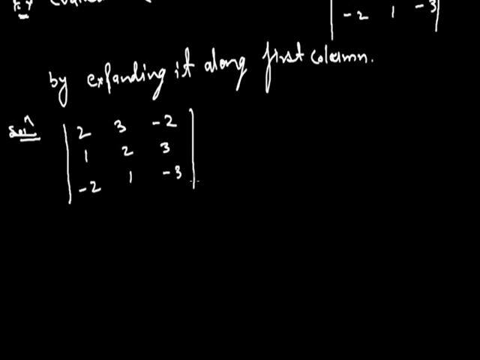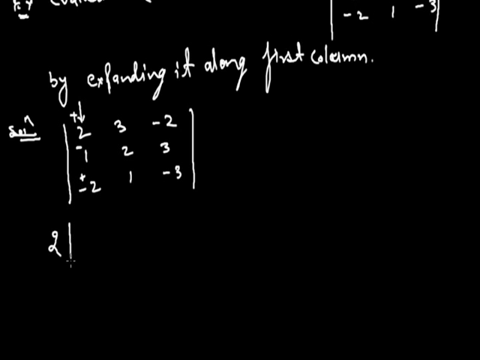Now if we want to expand along column 1, how do we expand? Along this column, the signs are plus, minus, plus.